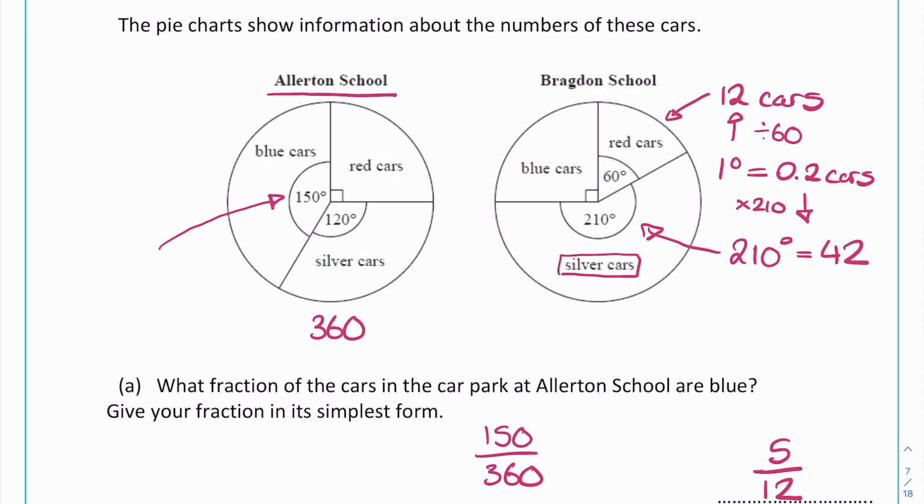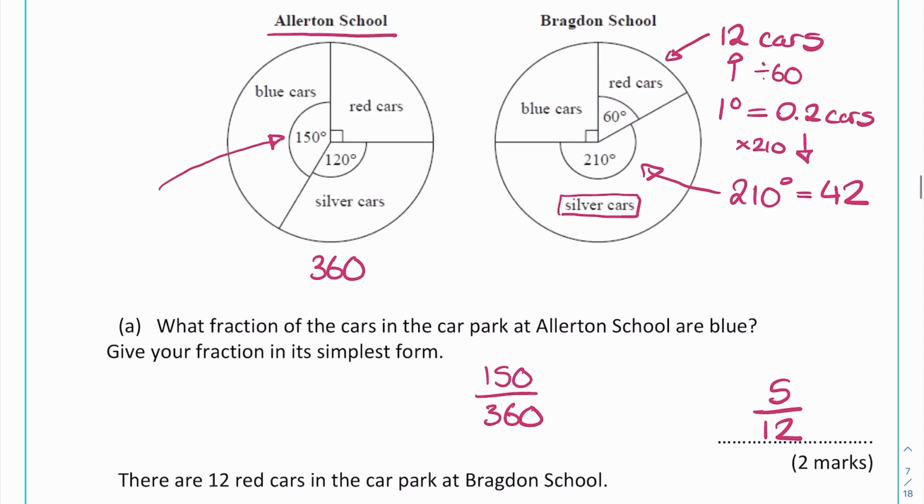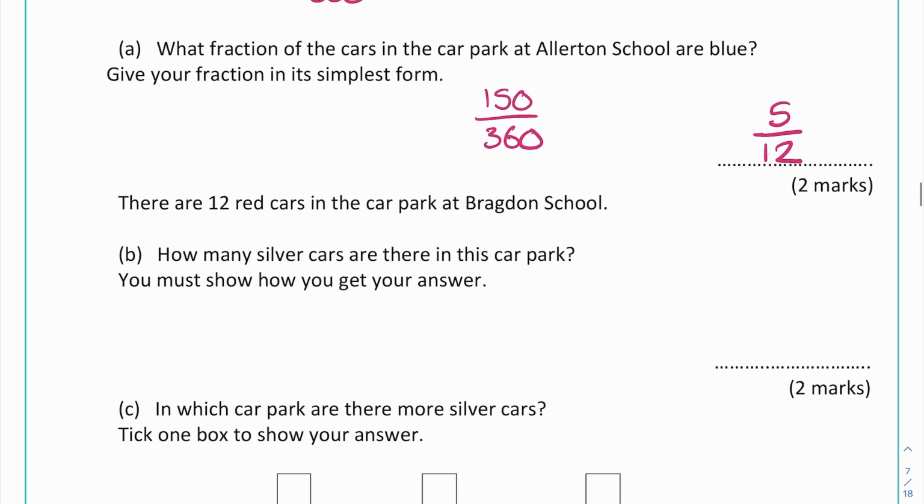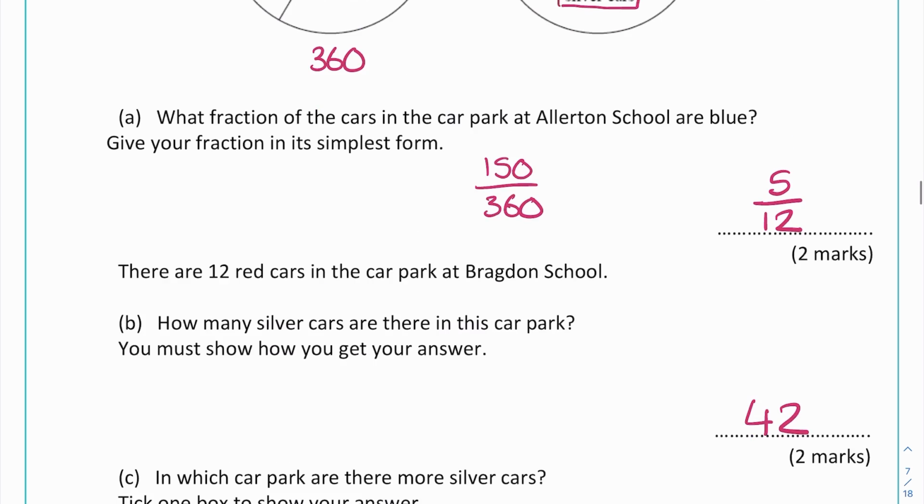So for that one there, we have just broken it down. 60 degrees was 12 cars, so dividing by 60 told us that 1 degree was 0.2 cars. We wanted to get to 210 degrees, so just multiply by 210. So for this one here, our answer is just 42, and we've shown how we got our answer by our working out up there.